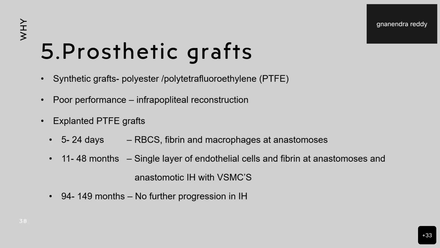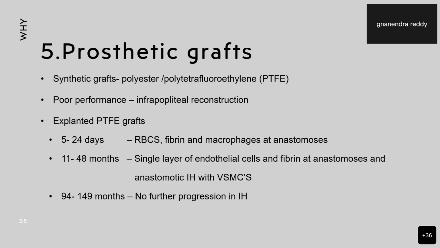So next is the usage of prosthetic grafts. The grafts which you commonly use are the polyester, that is Dacron graft, or the PTFE graft. But both grafts have shown poor performance in the infrapopliteal reconstruction. When they have examined the explanted PTFE grafts at various stages, they have seen at 5 to 24 days there is RBC deposition along with fibrin coating and the macrophages at the anastomosis.